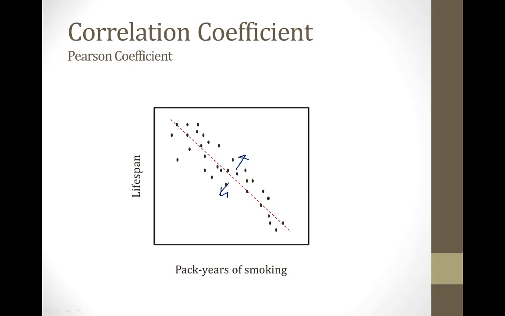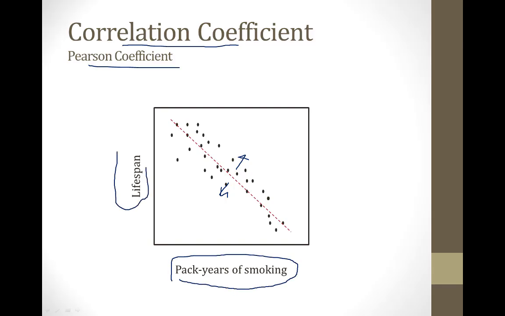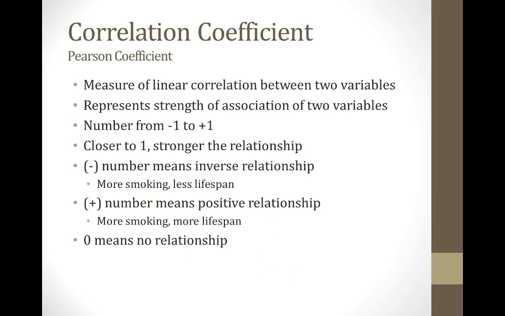And we can characterize this best fit line with something called the correlation coefficient. It's also called the Pearson coefficient. And the correlation coefficient of that line tells us something about how much smoking impacts lifespan. So the correlation coefficient is a measure of the linear correlation between two variables. In the example we were just discussing, it's the correlation between smoking and lifespan. And the number of the correlation coefficient represents the strength of association between the two variables. It's a number from -1 to +1, and the closer the number is to 1, either positive or -1, the stronger the relationship. We'll talk more about this in a minute.